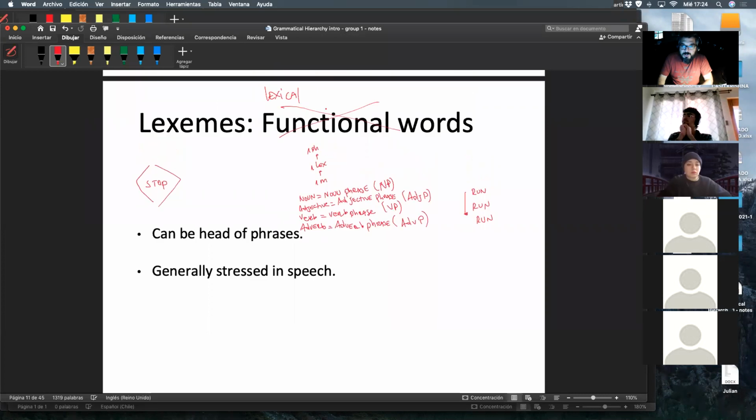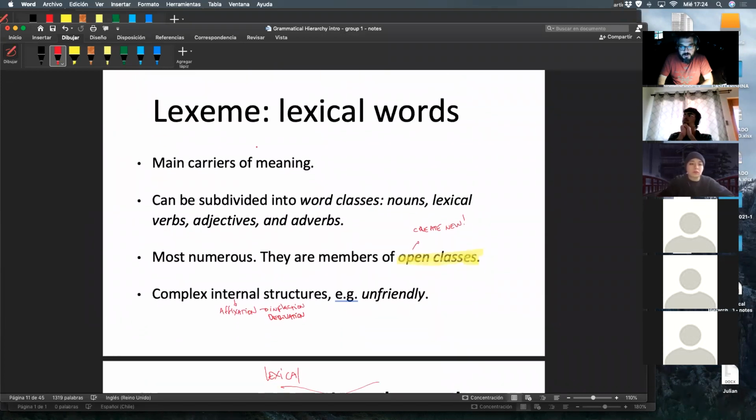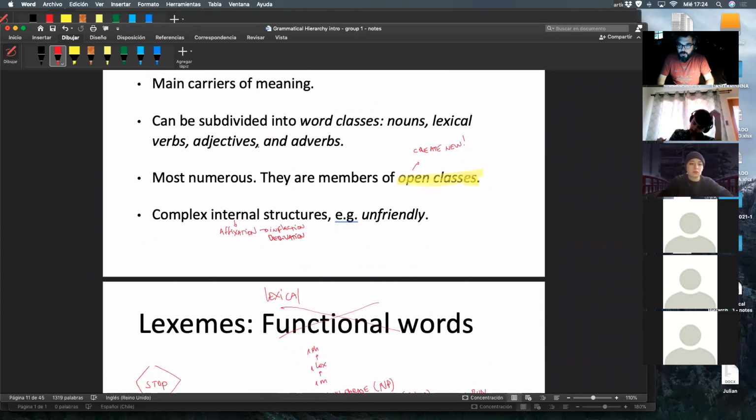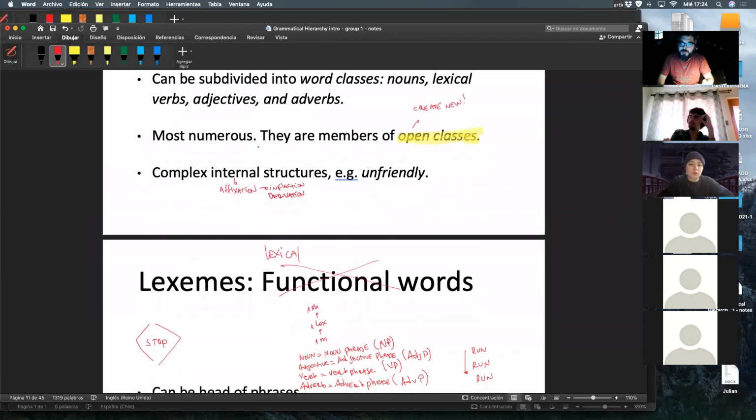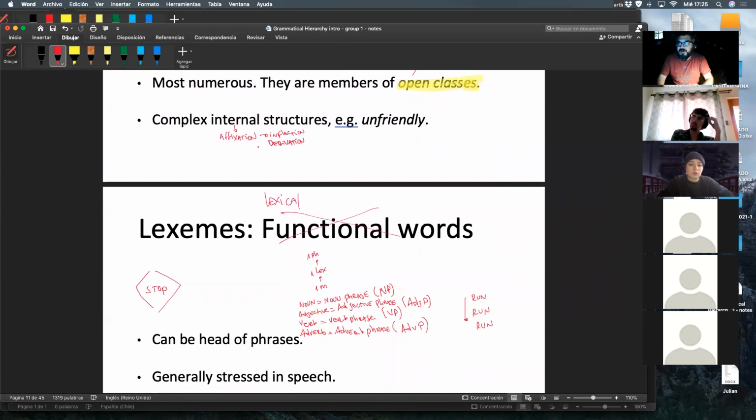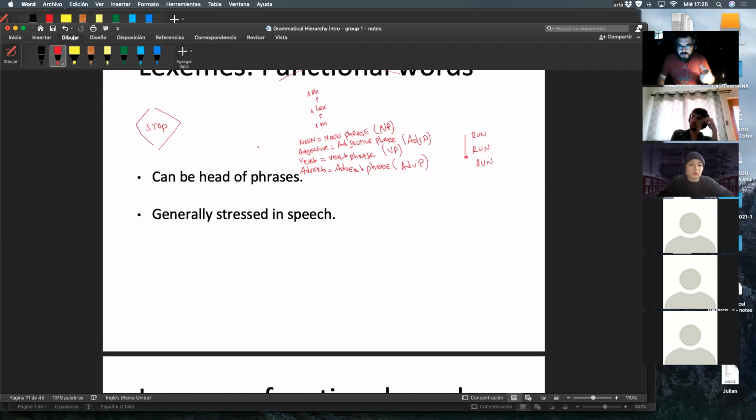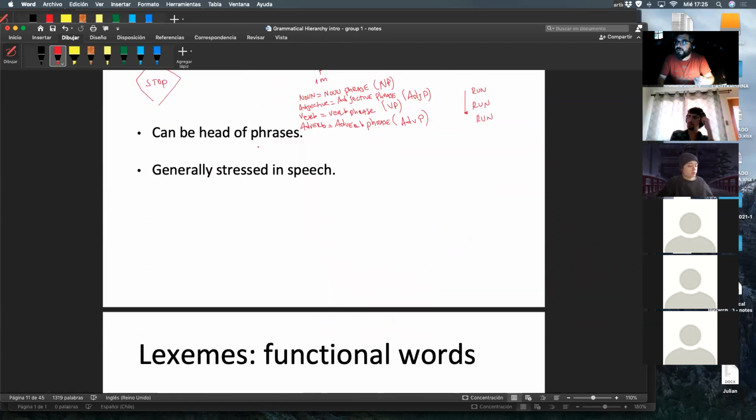Los lexical words, lo voy a hacer un resumen rapidito. Mechanisms of meaning están divididos en nouns, lexical verbs, adjective, adverbs. Son un montón porque pertenecen a las open classes, tienen complex internal structures, pueden ser las cabezas o the head of phrases y they are stressed in speech.